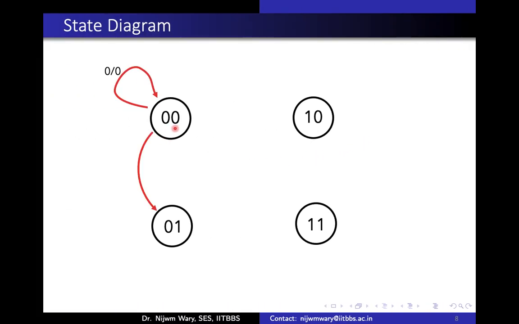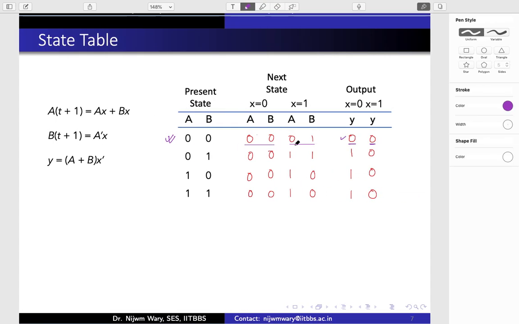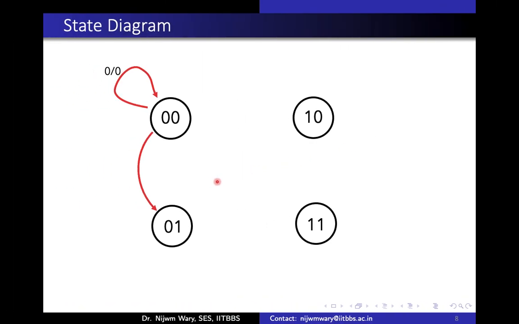My current state is 0 0 and the next state it is going to is 0 1, and the output for x equal to 1 is 0. So whenever I am in state 0 0 and my input is 1, my next state will be 0 1 and the corresponding output is 0. This is how it is represented by this arrow mark.